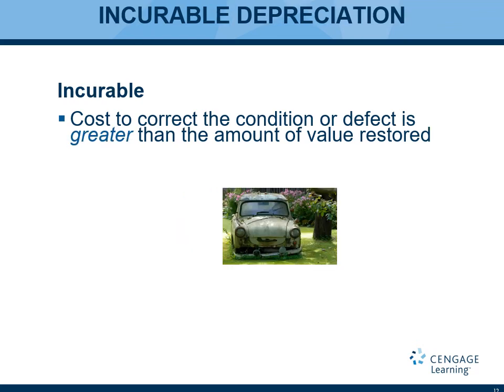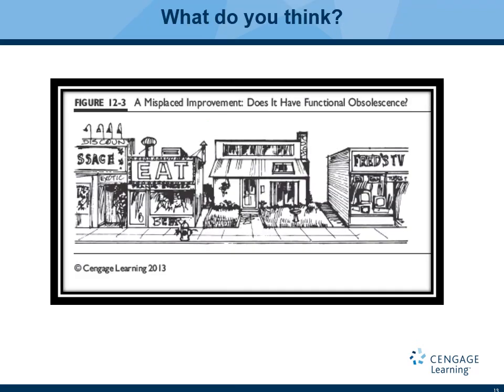Now we also have incurable depreciation. With incurable, the cost to correct the condition or the defect is greater than the amount of value that would be restored. Now, there are some types, particularly of functional obsolescence, that could potentially be incurable, but most of the time incurable depreciation is going to come from external obsolescence, something that is external to the property. So that's what you're going to see more often.